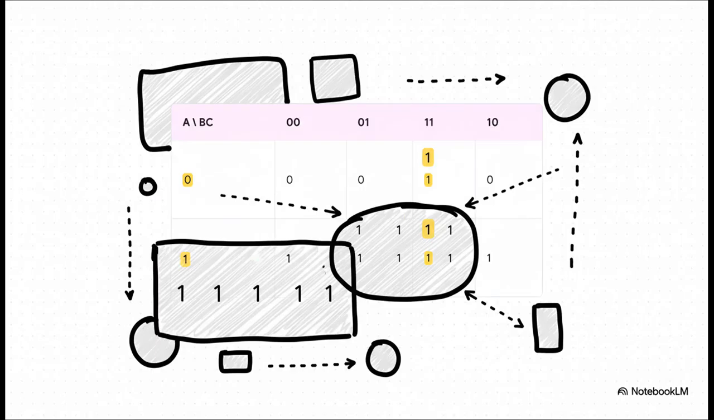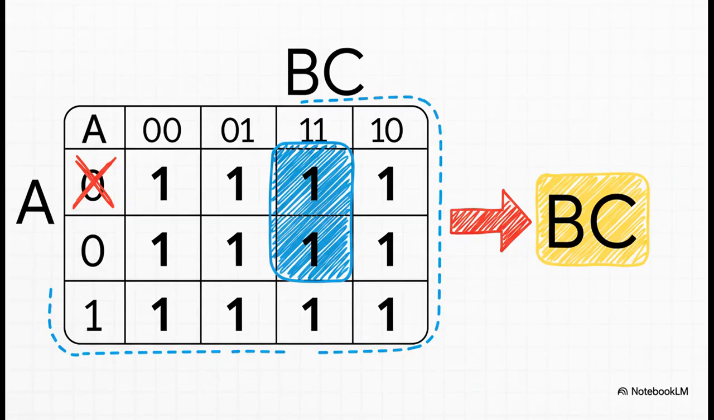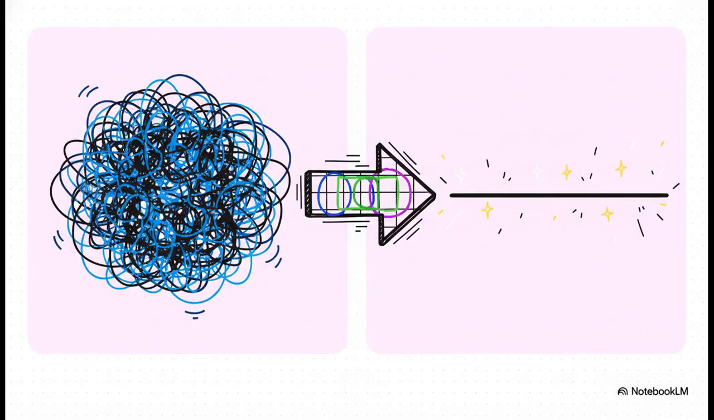All right, next we gotta group this last one. And remember, groups can totally overlap to stay big. In this vertical pair, A is the one that changes, so it's gone. That leaves us with just BC. And just like that, look at the difference. That huge expression just becomes A plus BC.